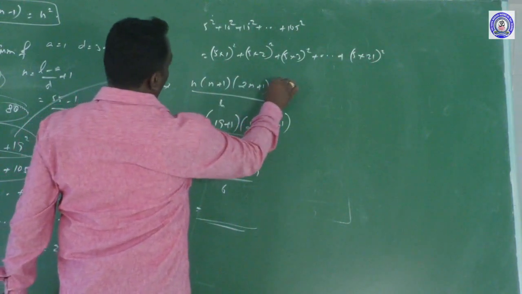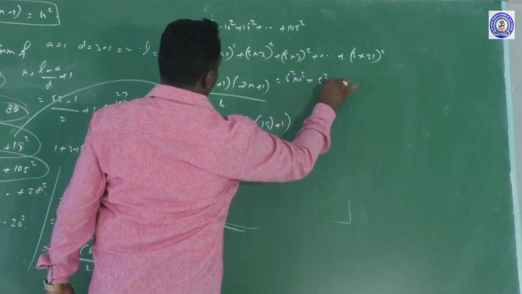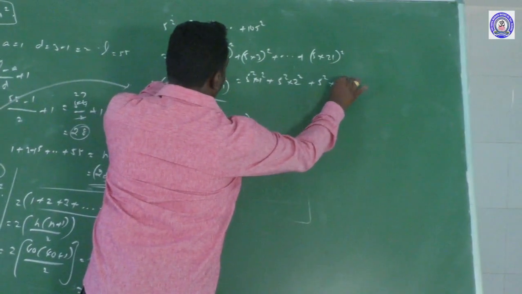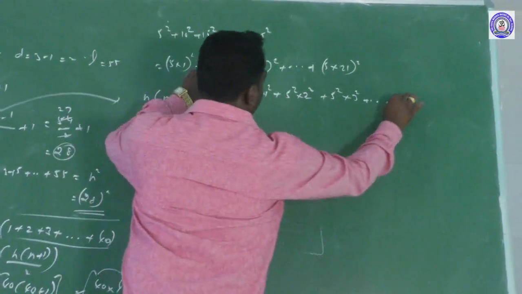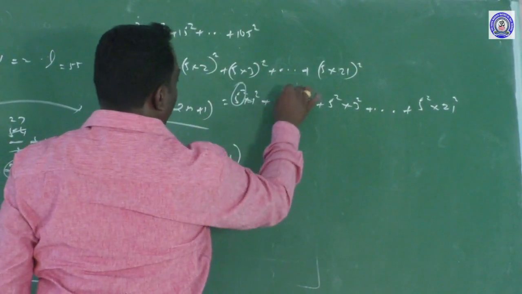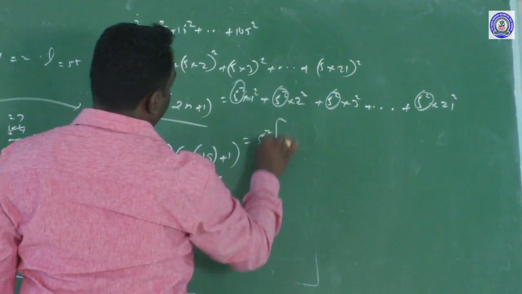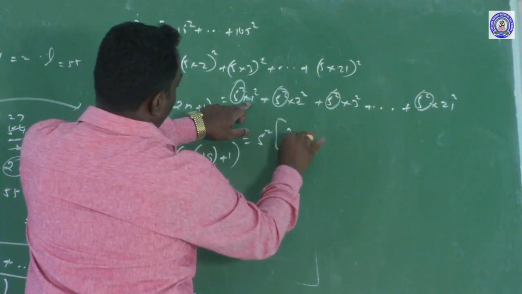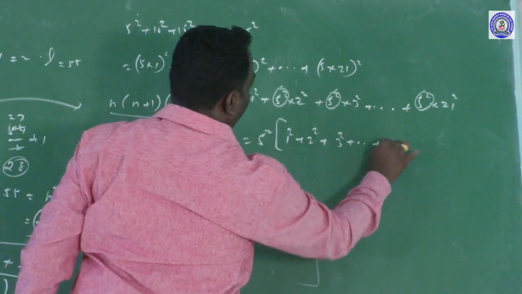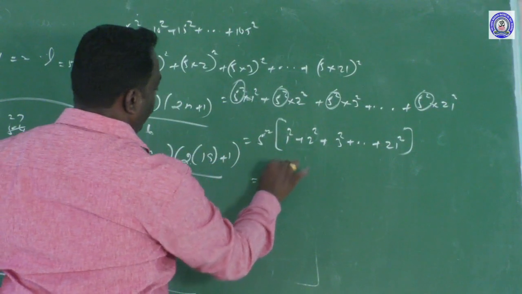Now it is equal to 5 square into 1 square, 5 square into 2 square, plus 5 square into 3 square, plus etc. plus 5 square into 21 square. In all the terms, 5 square is common, so we take 5 square commonly. Remaining 1 square, remaining 2 square, remaining 3 square etc. plus 21 square. Multiplying 5 by 5 gives 25.